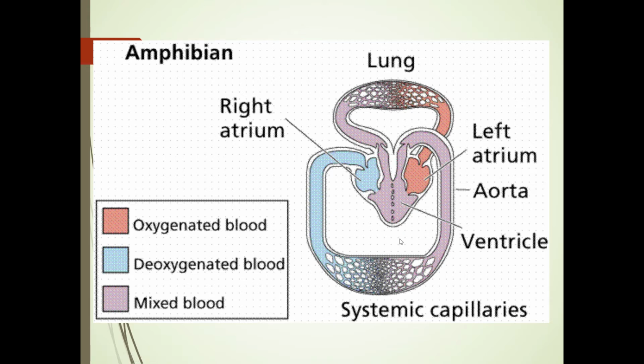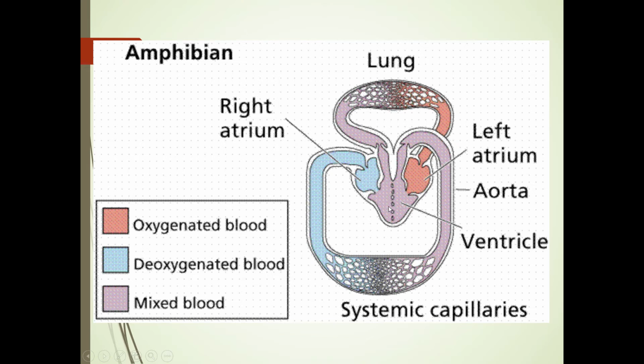And then the first one, of course, this part. For this part, this is deoxygenated blood. Systemic capillary means it comes from the body, and then it goes to the heart here. So this one is deoxygenated blood. It enters the right atrium, and it goes to the ventricle.